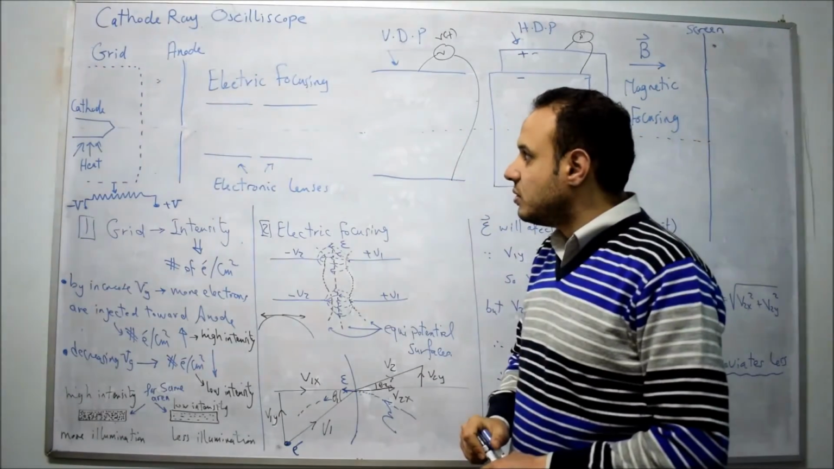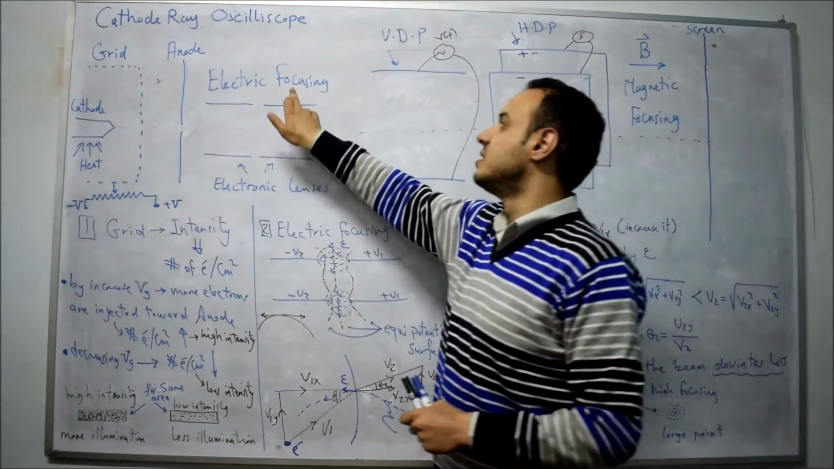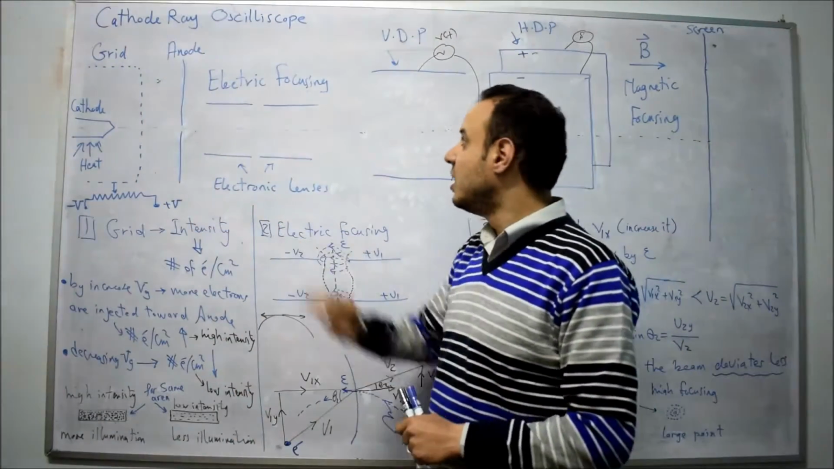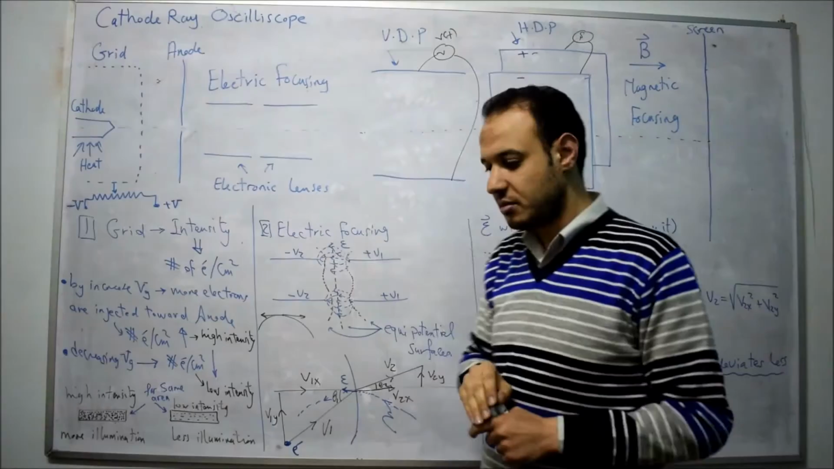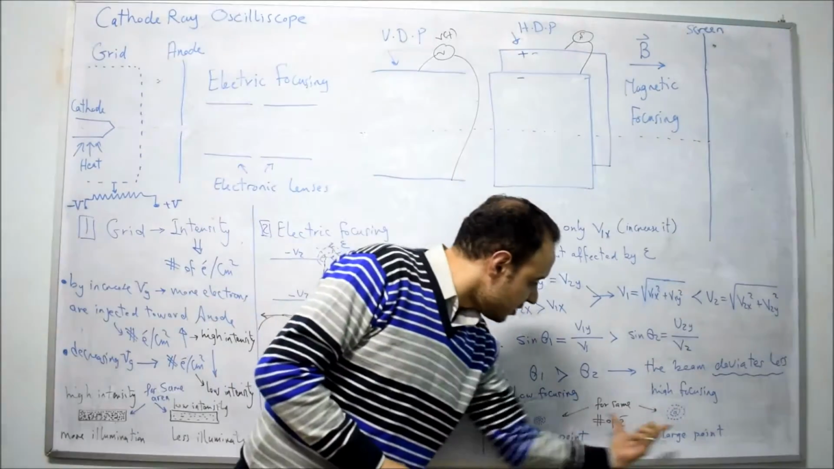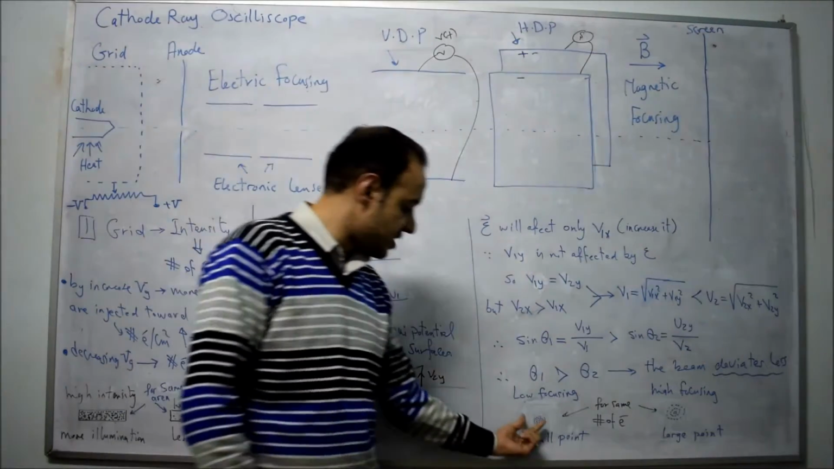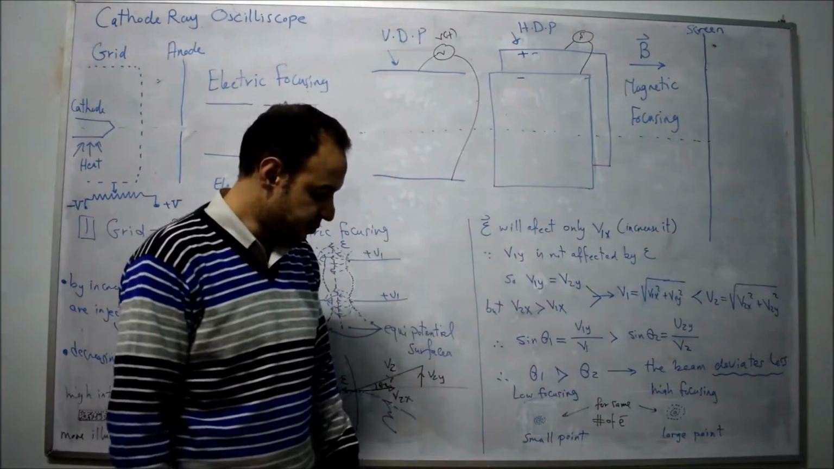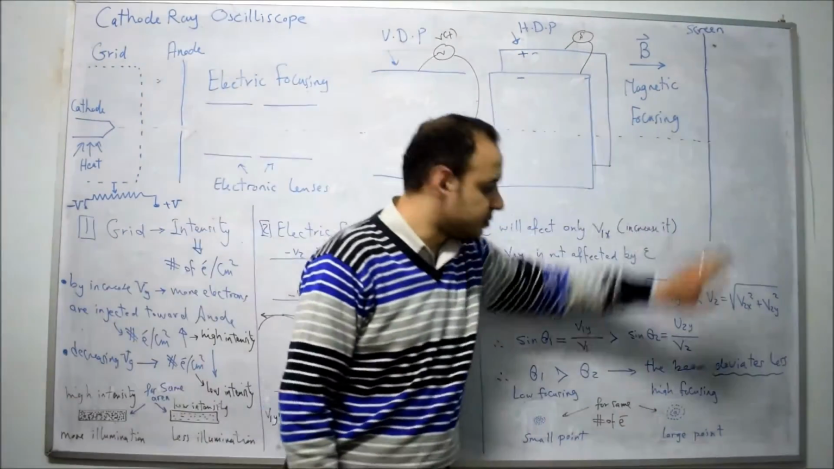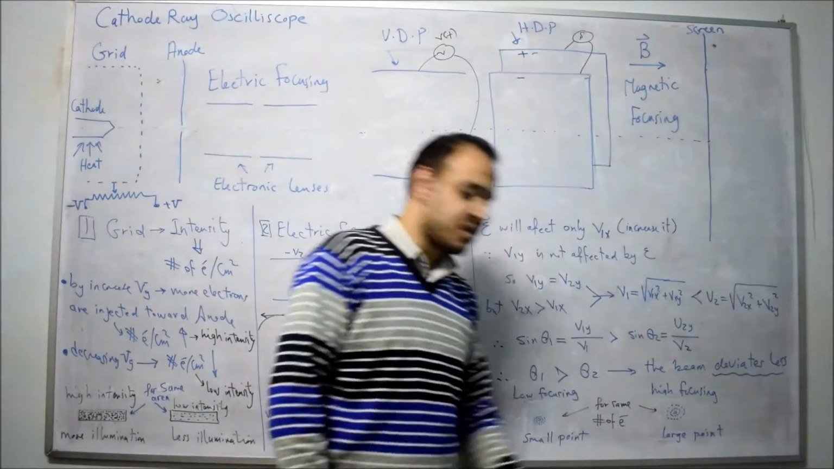Let's now see another function, another control that we can make, which is the focusing. Here we control the intensity, the illumination. Here we control the focusing. First, what is the definition of focusing? If we look at this simple picture, we have two points on the screen. Let's assume this is a point and this is another point. For the same number of electrons hitting the screen, we can make a point like this, or a larger point like this.